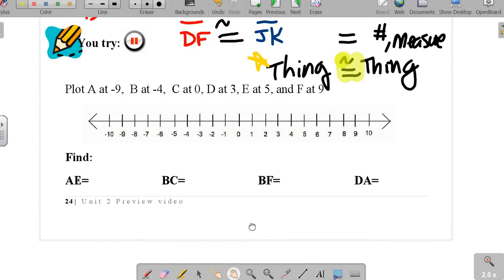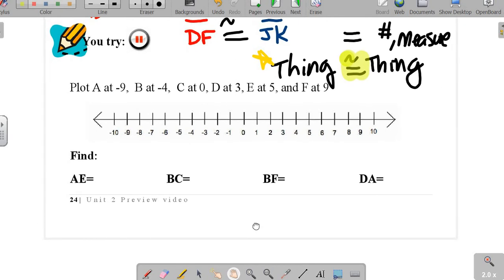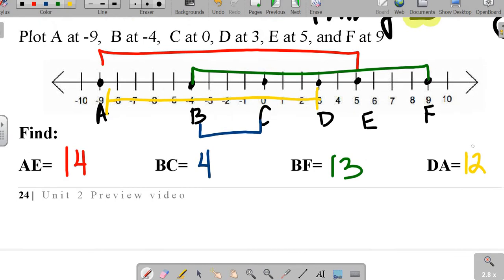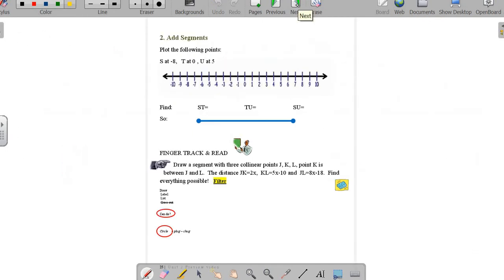I'd like you to pause the video and find these distances. Pause the video, then restart. Alrighty, students, take a look. A to E is 14 units, B to C is 4 units, B to F is 13 units, and D to A is 12 units. Remember, distance is always positive, even if you're working on the negative integer side.